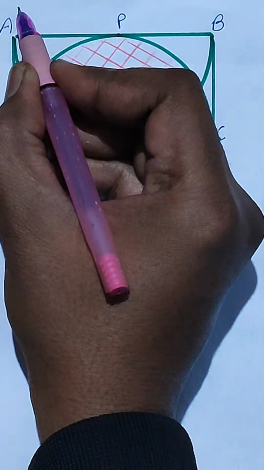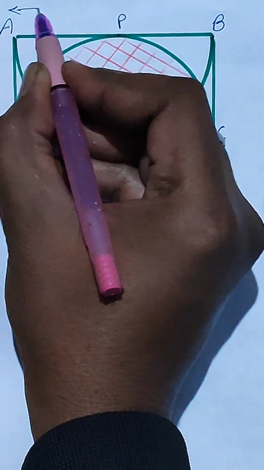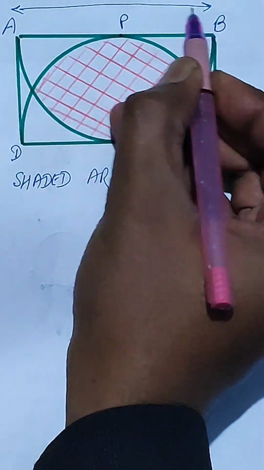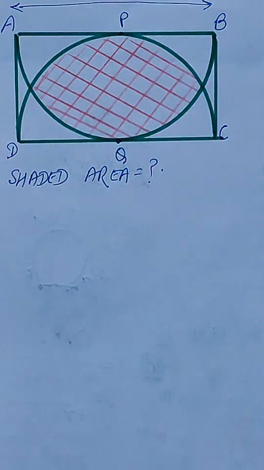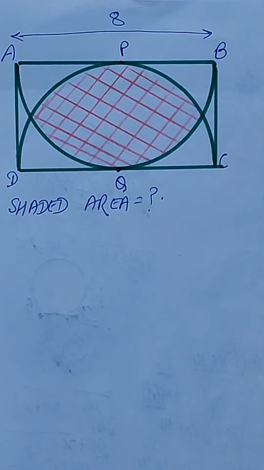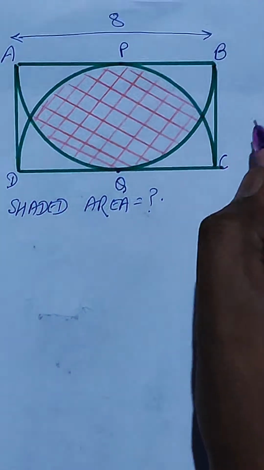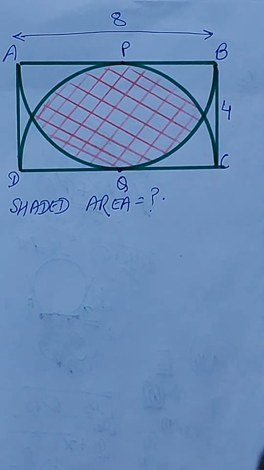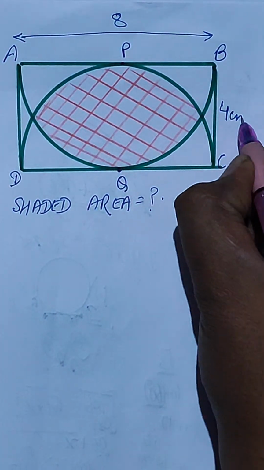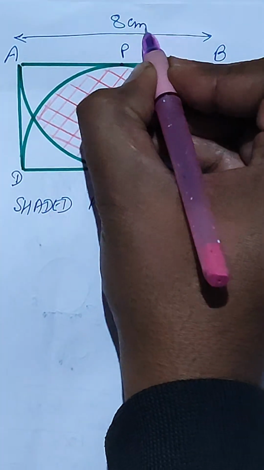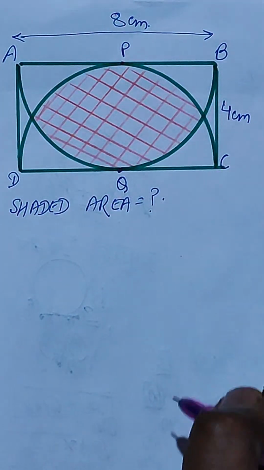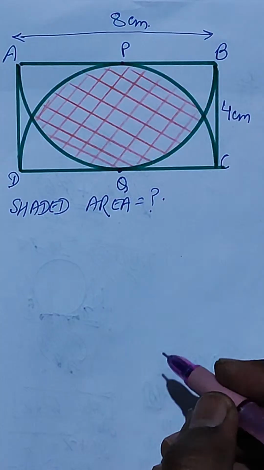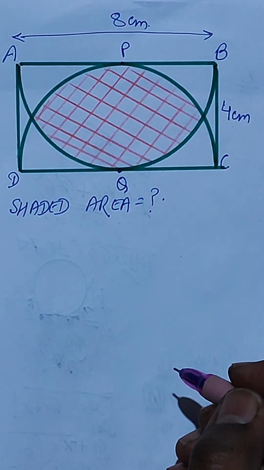But it is also given that the length of the side AB is 8 centimeter. This is given in the question, and the length of the side BC is 4, right? This data is given to you, 4 cm and 8 cm, the length and breadth of the rectangle. So to find the area, do one thing, my dear friends.